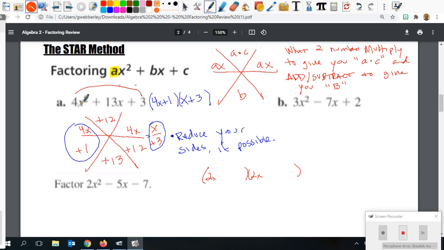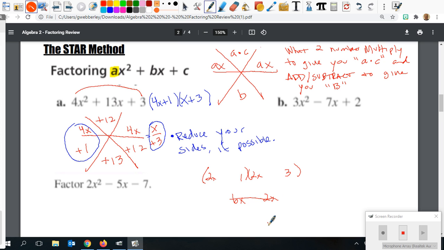Then I do the same thing with our last number, 3. Got to break that apart. Well, there's only one way to break it apart, with 1 times 3. So I could put 1 and 3 in here. At this point, I have to check for my middle term. So I'm going to multiply my outside, which is 2x times 3, and get a 6x. Multiply my inside and get a 2x. Now, just like the simple method, I have to add these two to get this 13. Obviously, 6 and 2 do not add to give me 13. So obviously, I knew that was wrong.